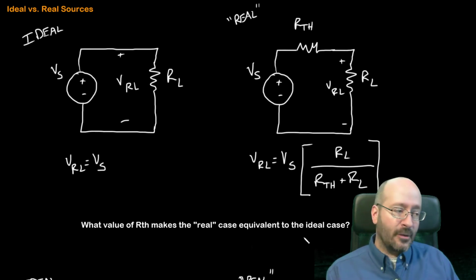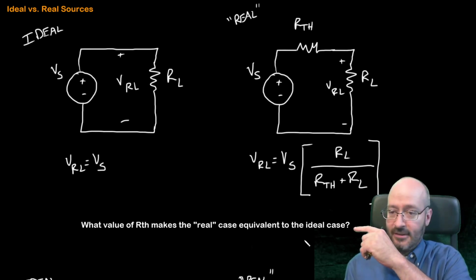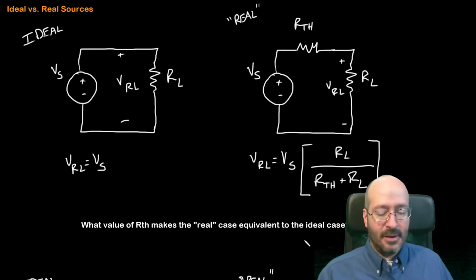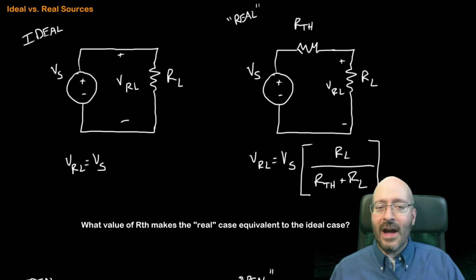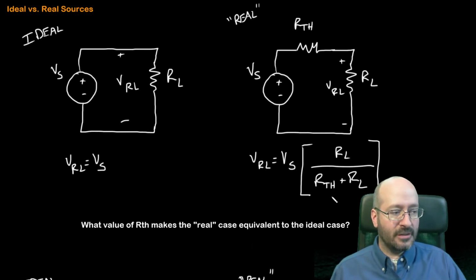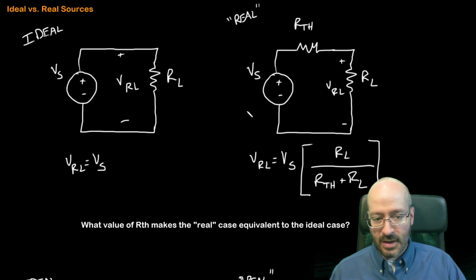Now, maybe you've been reading this right there, and you've been thinking about it, and looking at the equations. What do we want the Thevenin resistance to be in order to return us to the ideal case? What Thevenin resistance makes these two equivalent?